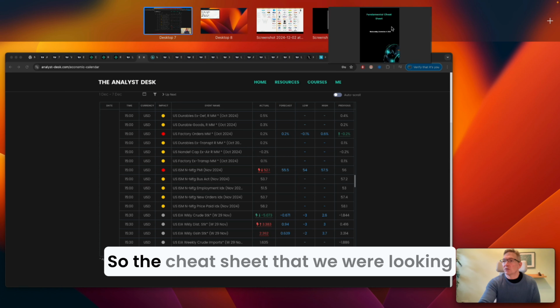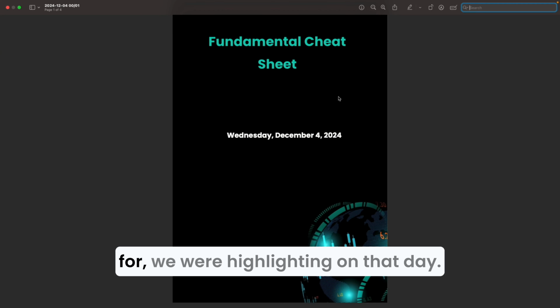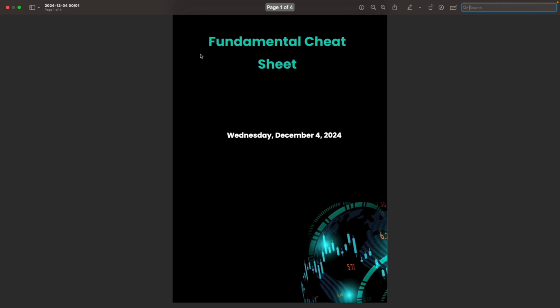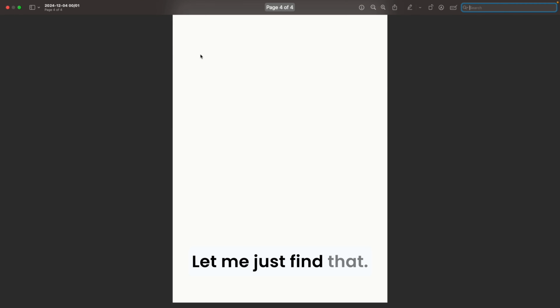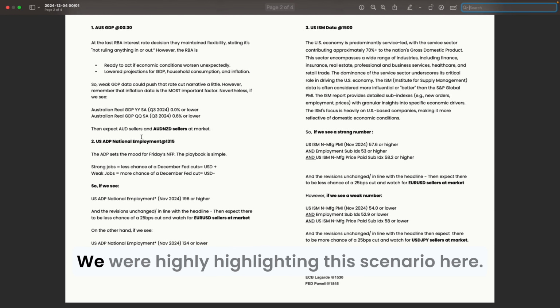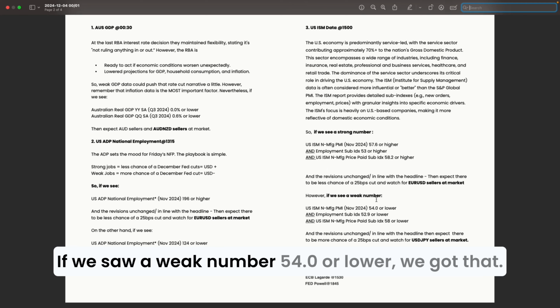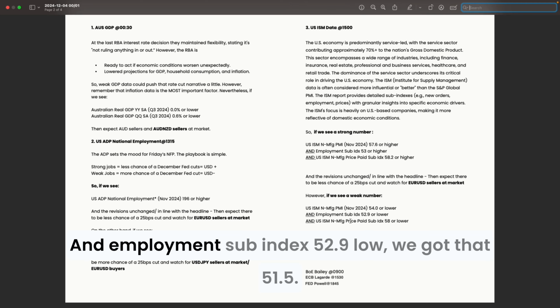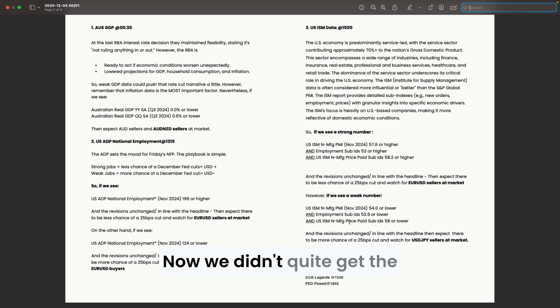So the cheat sheet that we were looking for, we were highlighting on that day. Let me just find that. Oh, there we go. We were highlighting this scenario here. If we saw a weak number, 54.0 or lower, we got that. And employment sub-index 52.9 or lower, we got that 51.5. Now, we didn't quite get the prices paid sub-index 58 or lower.